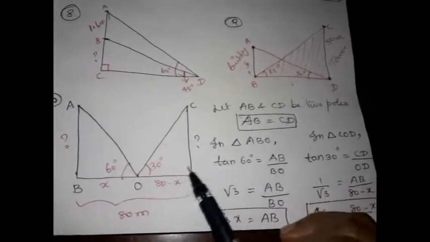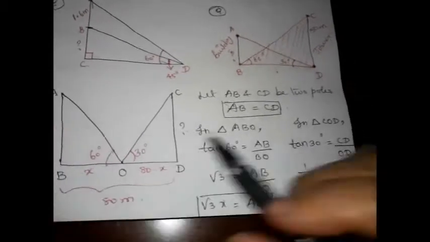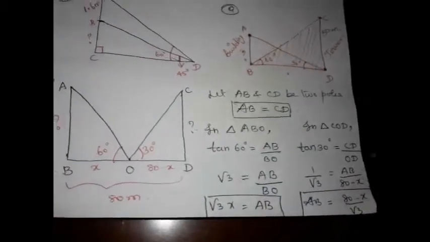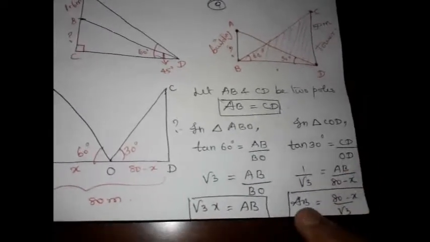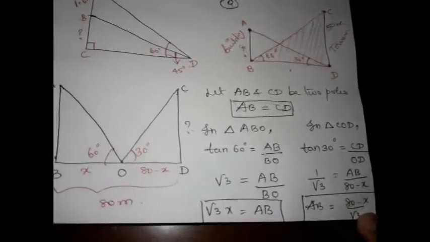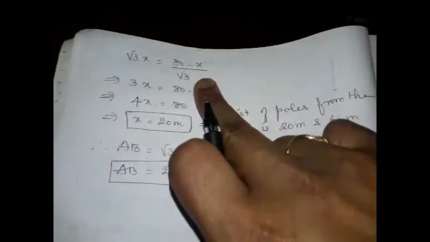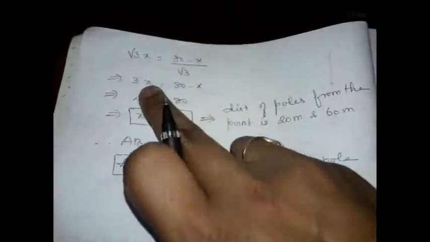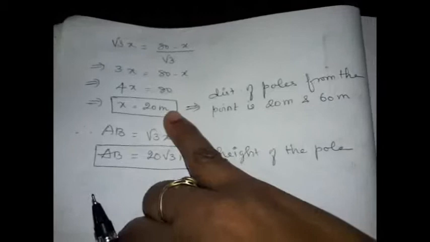Similarly, in this triangle, tan 60 is going to be CD divided by OD. But CD and AB are the same, so I have replaced CD by AB. OD is going to be 80 minus x. So if you cross multiply, AB is equal to (80 minus x) divided by root 3. Both are AB, so we can equate, right? Therefore, root 3x equals (80 minus x) divided by root 3. Now cross multiply. Root 3 into root 3 is 3, so 3x equals 80 minus x. Now bring x to one side. So 4x equals 80. So x is 20 meter.